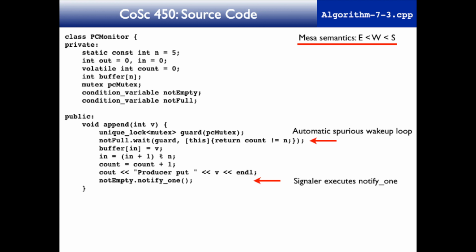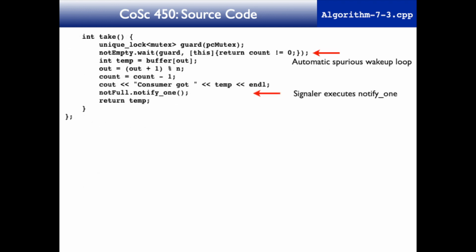And then buffer sub in gets v, in gets in plus 1 mod n. Count gets count plus 1 because we put something in the buffer, so the count goes up by 1. We have a little output statement here to stream out. And then for not empty, the way that C++ does signal is with the notify 1 statement. So that's all pretty straightforward.